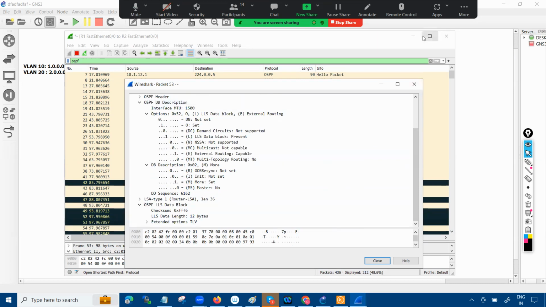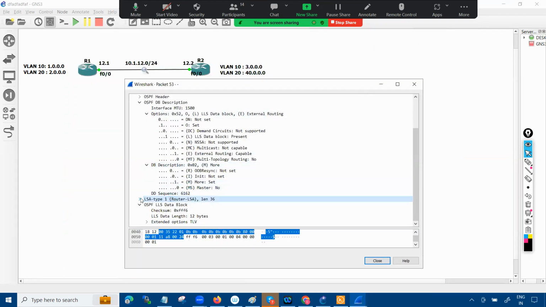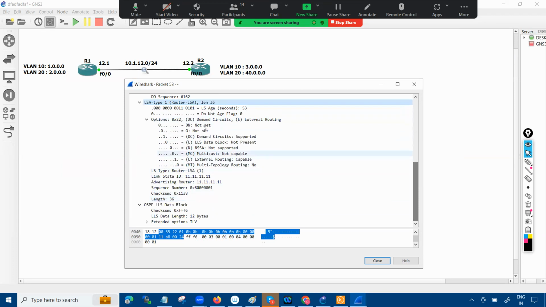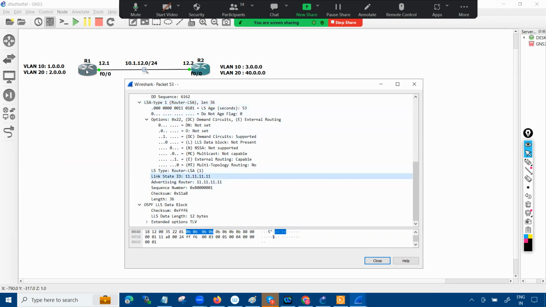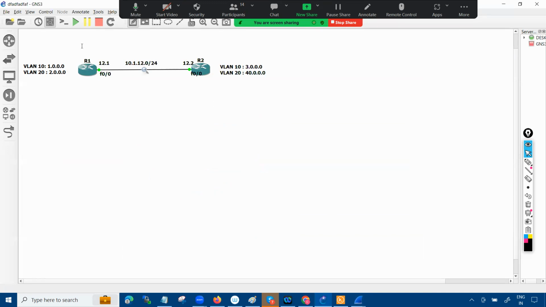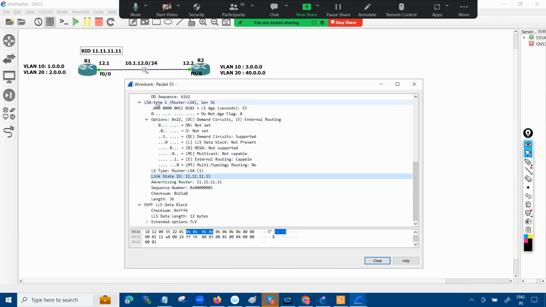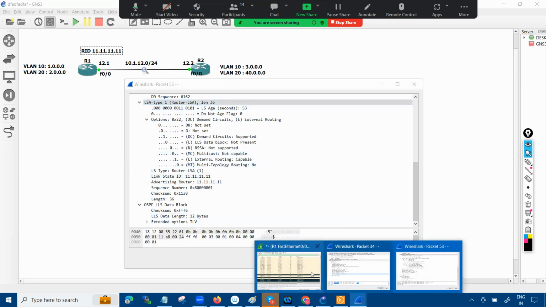See, Router 1 is saying that I have an LSA, but I'm not sending the detailed information. I'm just sending that I have an LSA type 1. I'll explain what the type 1 LSA is, don't worry about that. That's all. Router 1 is saying that because the router ID of this guy is 11.11.11.11. Right? So R1 is just saying, hey, I have this information that I want to share with you. Router 1 is saying this to router number 2. Then what will router number 2 do?